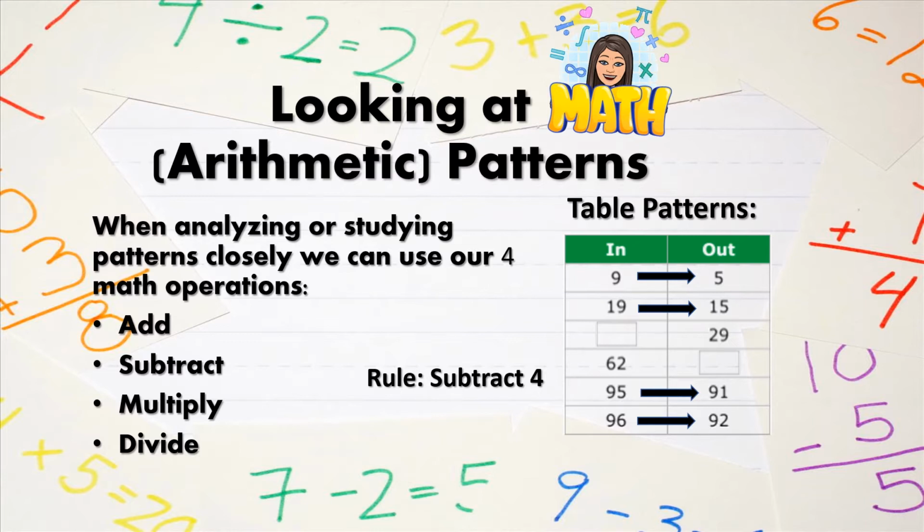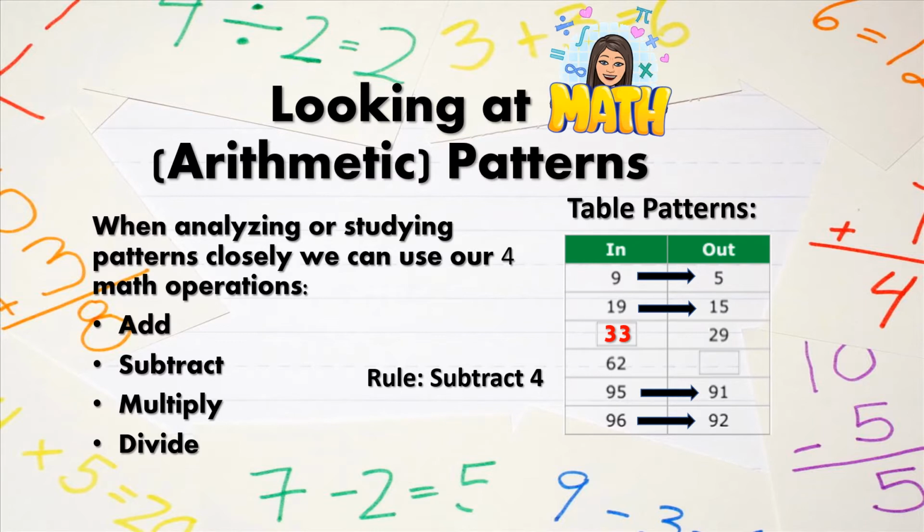Now, if we look at our missing amount here from our box, we don't have an input, but we have an output. Well, what was this number before we subtracted the 4? Well, to think backwards, we would need to add 4 here to figure out what the number was before we subtracted it. So if we add 4 to 29, that would give us 33.